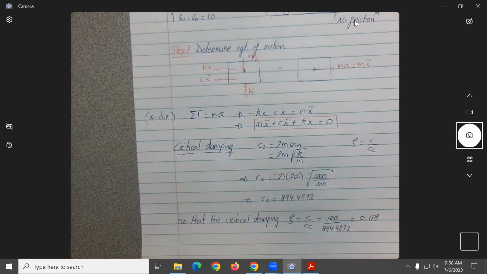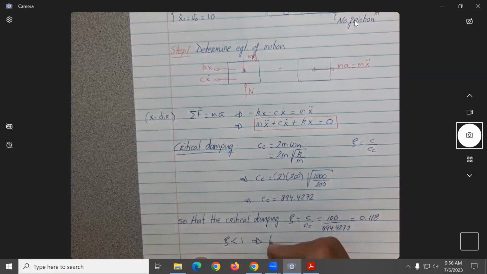Okay, so it's just a matter of notation. You can select another one, but in this case, what we have, zeta is lower than 1. So what should be this case then? Underdamped.